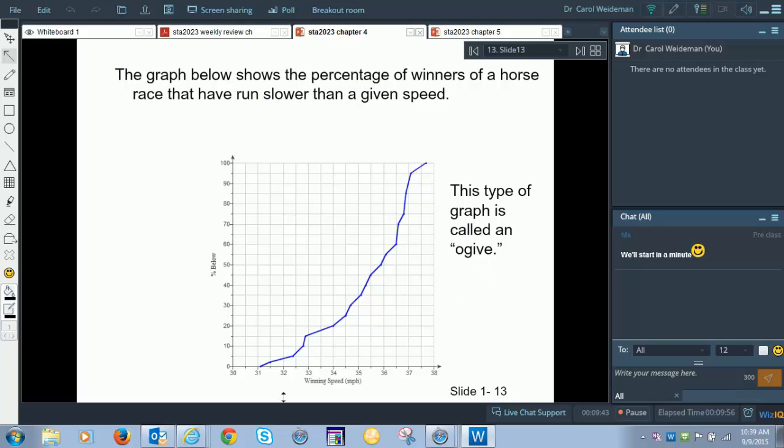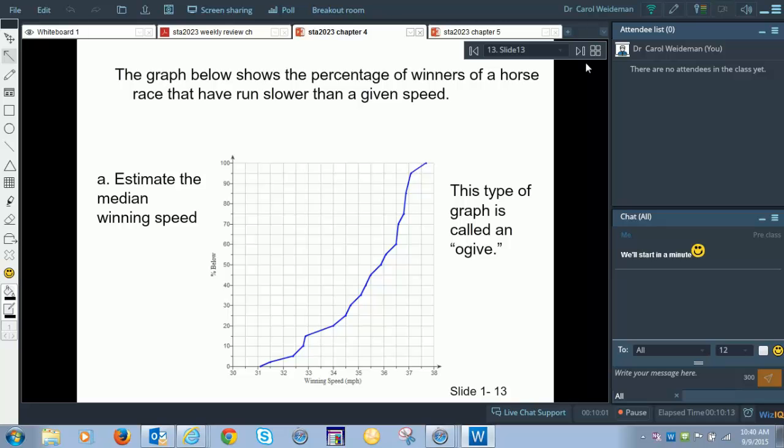Okay, let's look at this graph here. This is called an ogive. It's a kind of interesting graph, and if you look at it, it's showing winners of a horse race, and their winning speeds along the x-axis. And then along the y-axis it shows the percent of the data values below that number. And we can use this to find, first, the median.